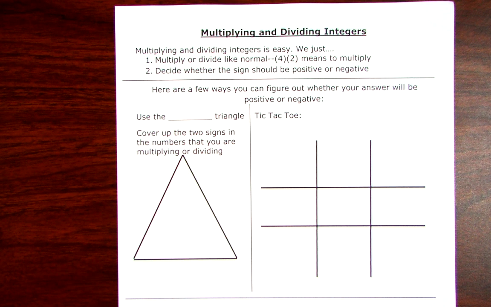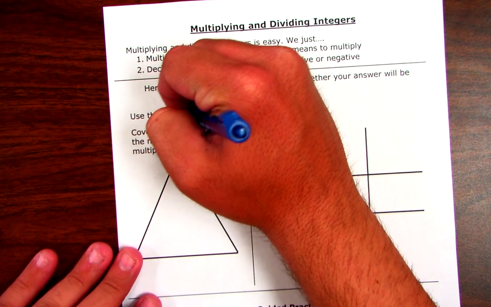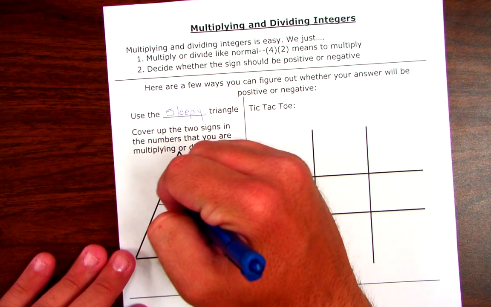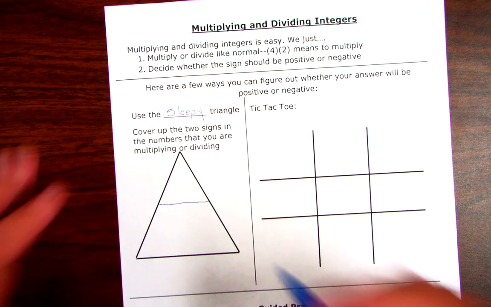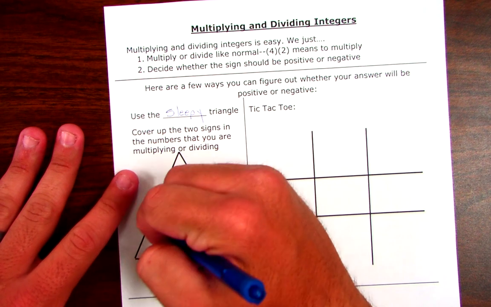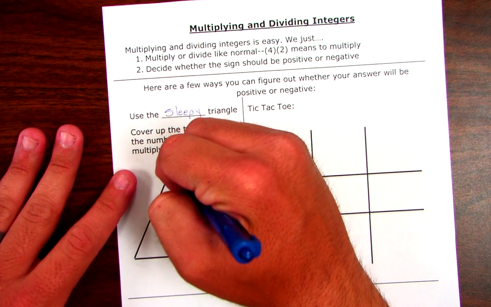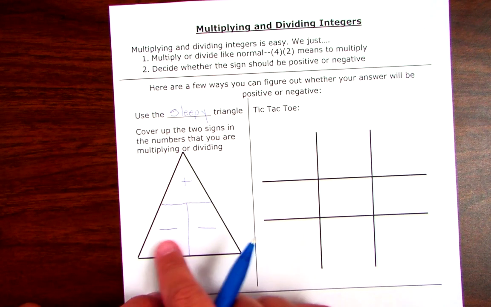And now we're going to give you two little things that will help you out to determine if it's positive or negative. The first thing is called using the sleepy triangle. Alright, so what we're going to do, draw a line just like so through the triangle, and draw another line just like so. I'm going to put a negative here, and a positive. I guess we call it a sleepy triangle because it looks like it's sleeping right there with the eyes closed.